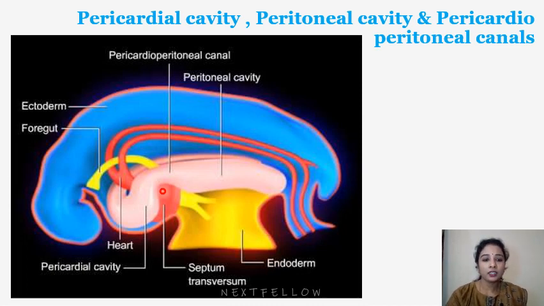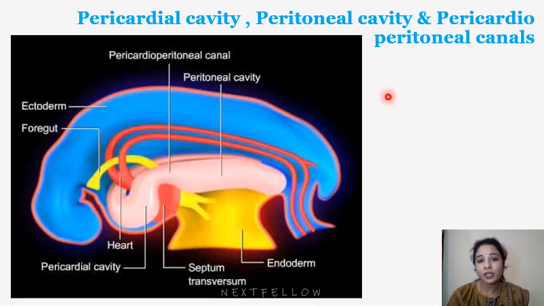So let us understand in this image. This is the head fold of the embryo, this is the tail fold of the embryo, and we can see the amniotic cavity, the blue one, and we can see this is the heart, developing heart, pericardial cavity. This is the heart tube, the red one is the heart tube. So this is the pericardial cavity, and this is the pericardio-peritoneal canal, and this forms the peritoneal cavity.